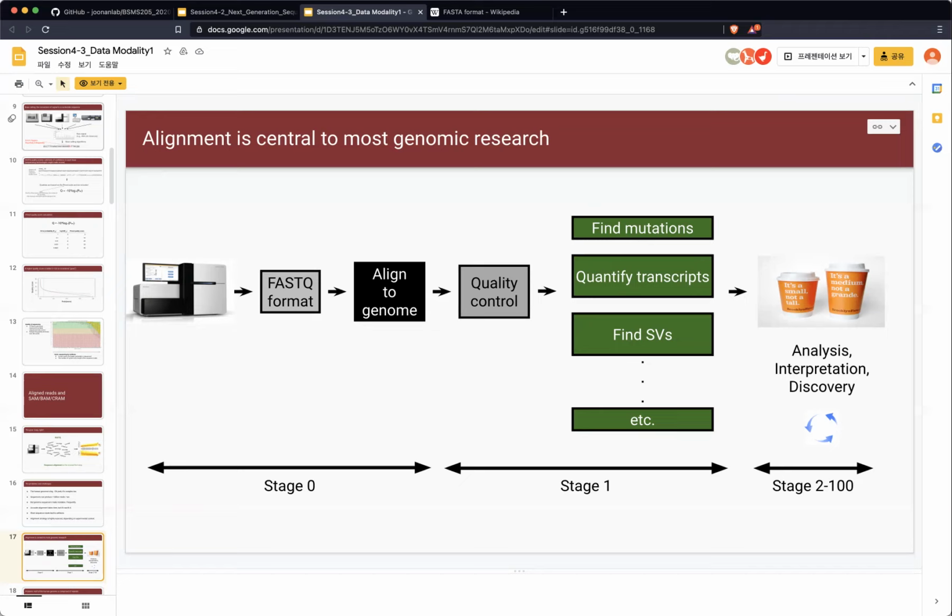Okay, so alignment is one of the central things to most genomic research, especially in the early days. Alignment is everything about bioinformatics, right? So getting the alignments in a quick way, in a more handy computational framework.